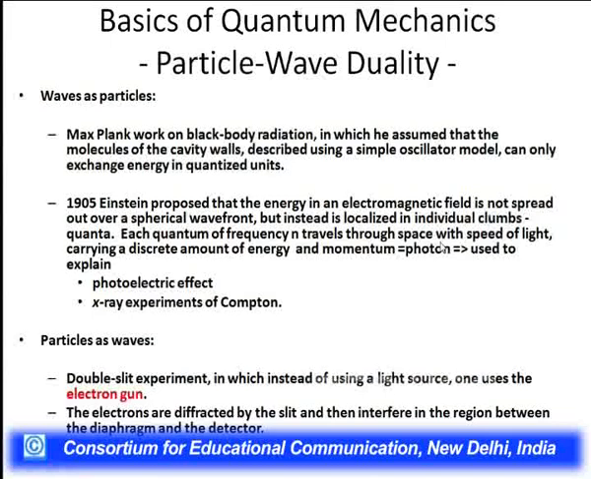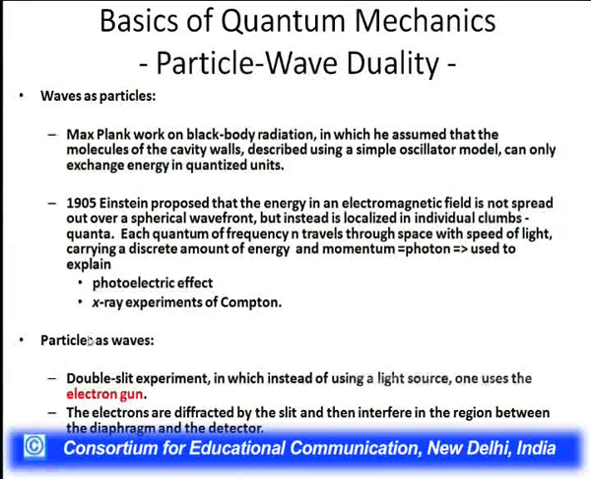In 1905, Einstein proposed that the energy in an electromagnetic field is not spread out over a spherical wave front, but instead is localized in individual clumps, quanta. Each quantum of frequency ν travels through space with the speed of light, carrying a discrete amount of energy and momentum. The photon is used to explain two phenomena: the photoelectric effect and Compton's X-ray experiment, the Compton effect.